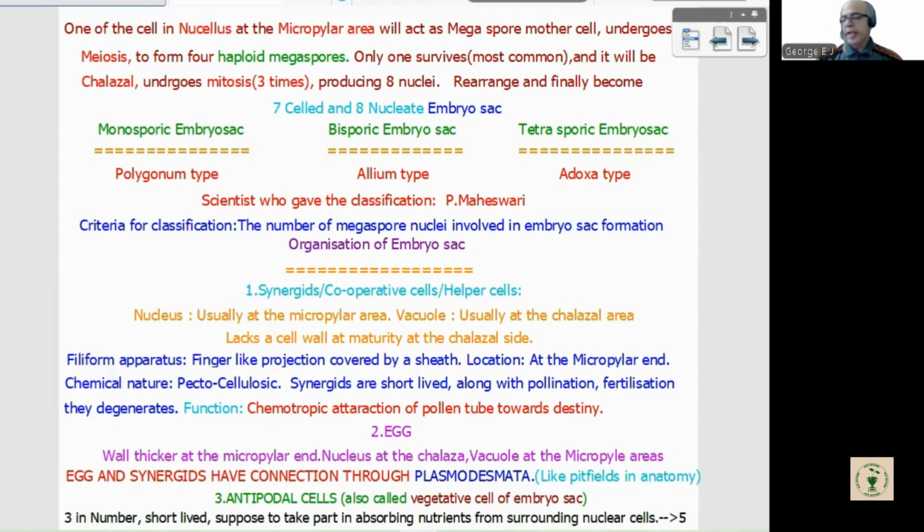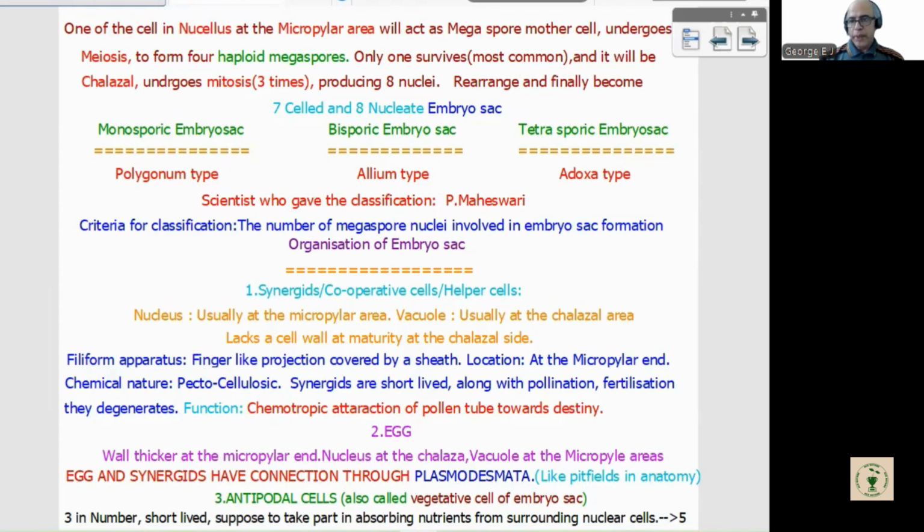The second structure is the egg. When we start to discuss the egg, its wall is thicker at the micropylar end, the nucleus is at the chalazal area, and the vacuole is at the micropylar area. So just opposite to the previous one. The wall will be thicker at the micropylar end, nucleus at the chalazal end, vacuole at the micropylar area. Egg and synergids have a connection through a structure called plasmodesmata.